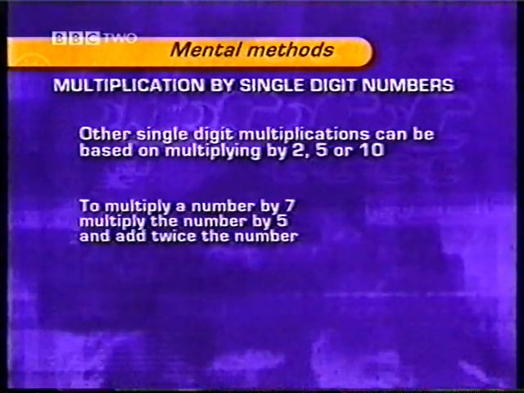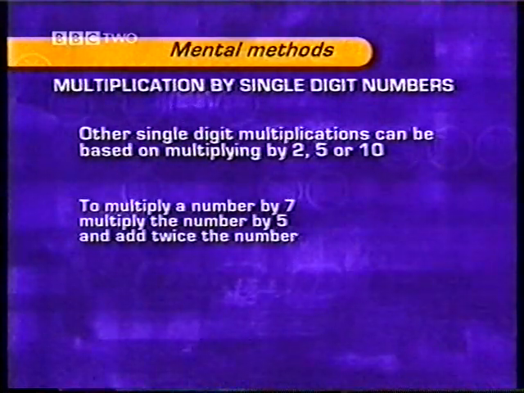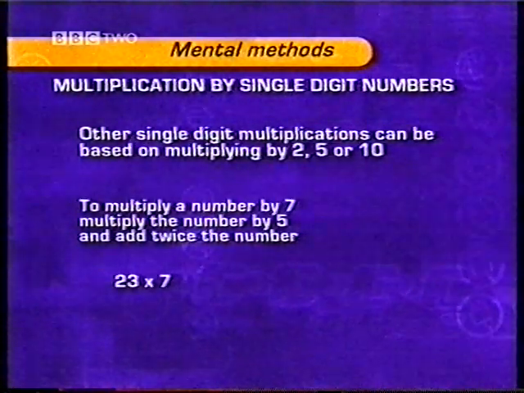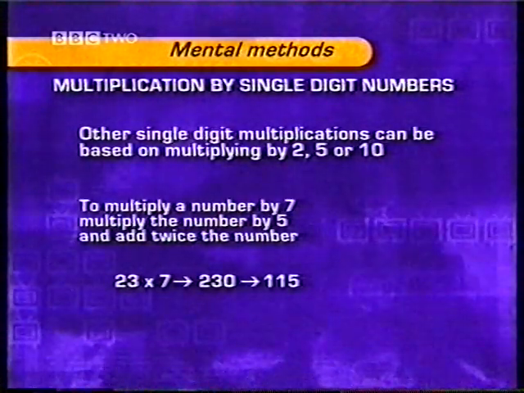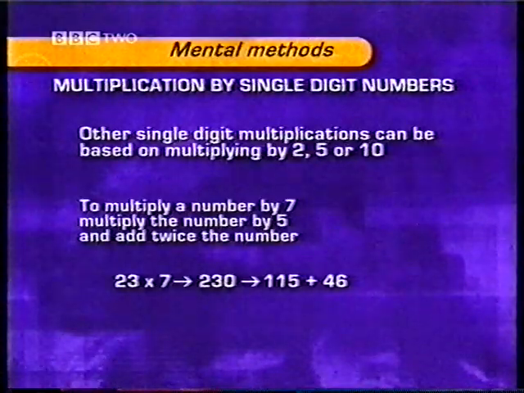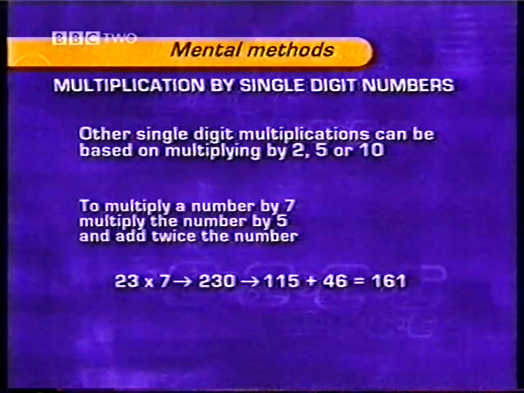To multiply a number by 7, multiply the number by 5 and add twice the number. So 23 times 7 is 230 halved, 115, plus twice 23, which is 115 add 46, 161.